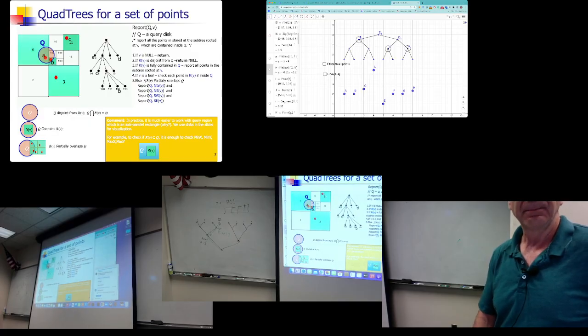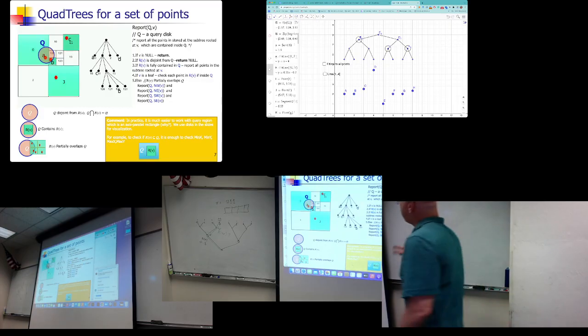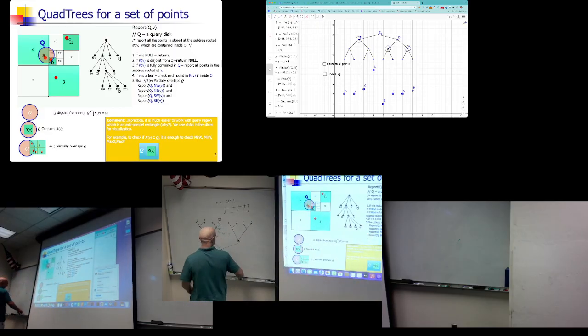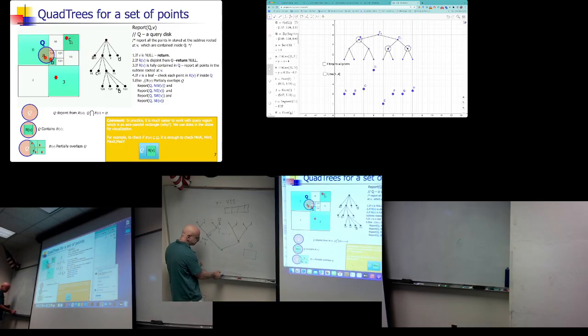Okay, we talked about reporting. How do I report all the points inside the query region? I mentioned it's much more convenient to have the query region be a rectangle as well, an axis-parallel rectangle. Why? Because then it's easy for me to know, with Q the query region and R of V the region of V, by just checking max X, max Y, min X, min Y, if there is any overlapping, if one is contained inside the other, and so on.